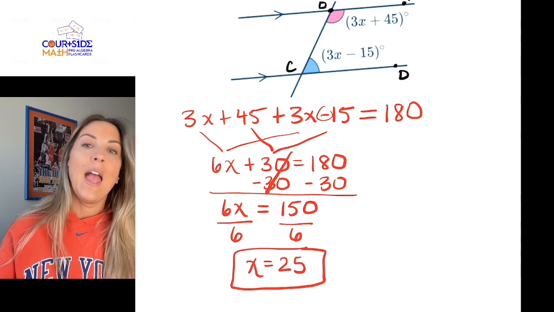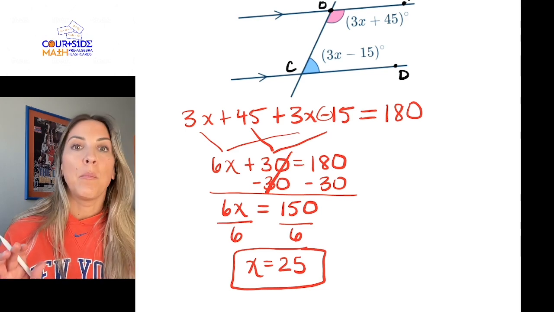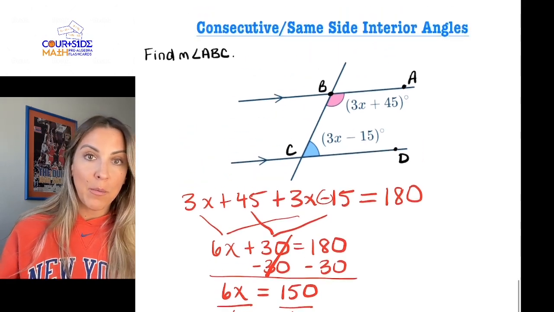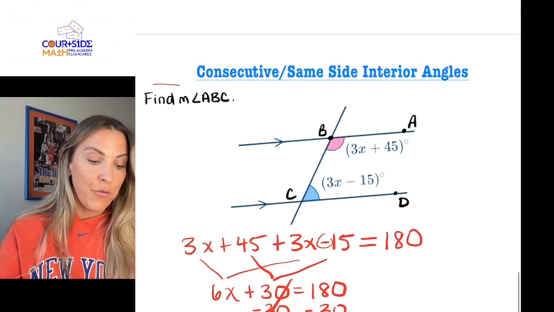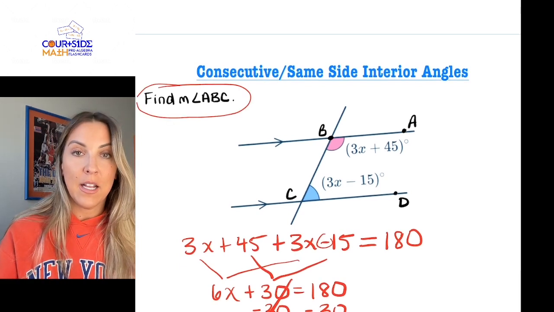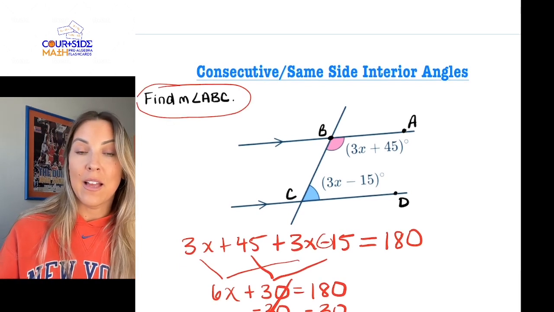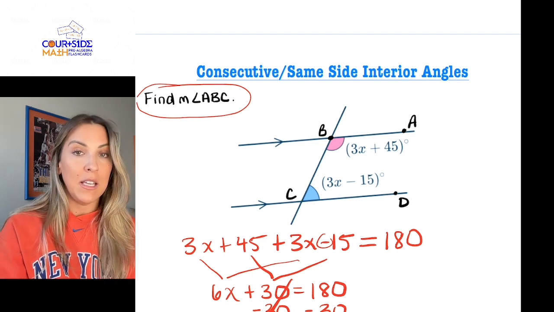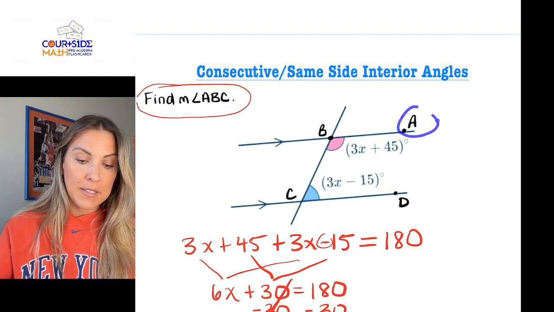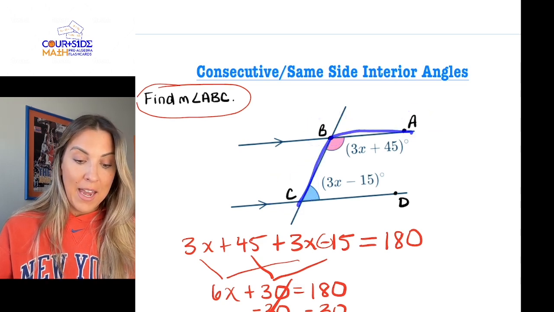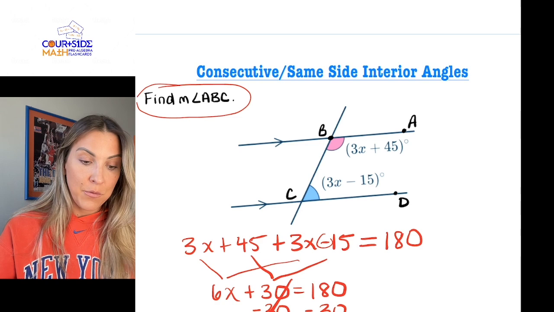All right, so I found the value of x, but don't stop there. We have to read our problem, right? Our problem did not say find the value of x. It said find the measure of angle ABC. Now, we needed to find x in order to find ABC, but we're not done. Now that we found x, let's go back and look for ABC. So here's the angle they were looking for. The measurement of that angle is 3x plus 45.